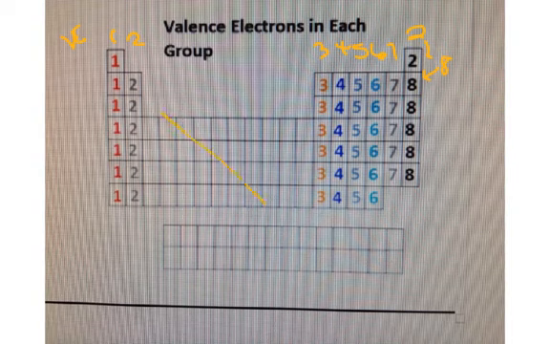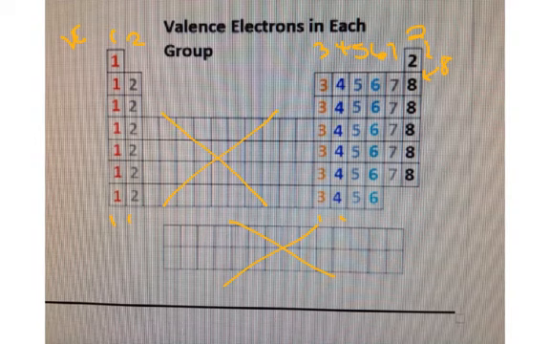For this class, we don't need to worry about these groups or these areas. All you need to do is count the ones in these columns that I talked about. And you literally just have to count over. All right, so how are valence electrons involved in bonding? That's a really, really important question that you absolutely need to understand.